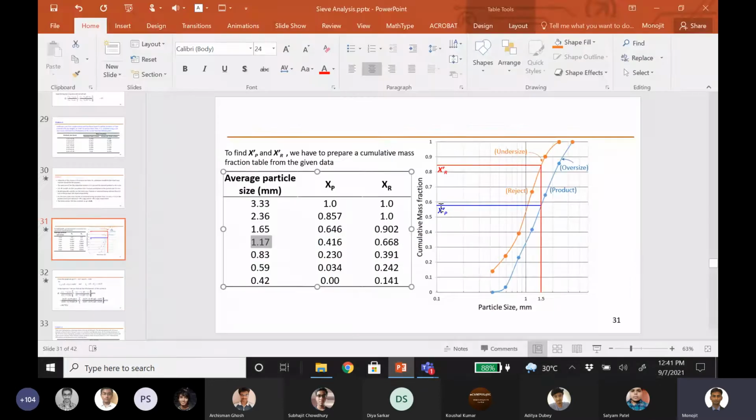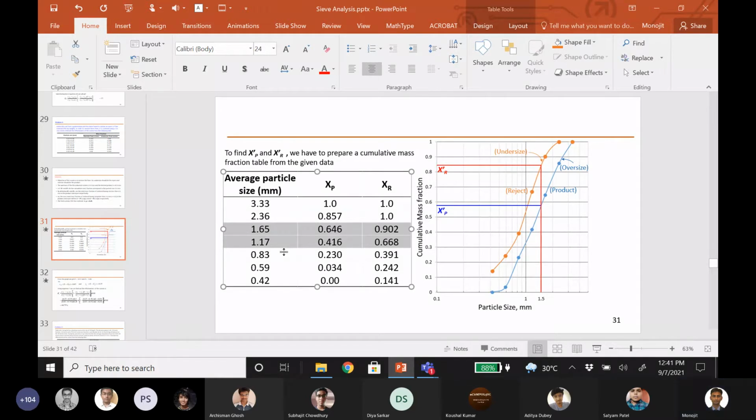Now instead, if I don't want to construct this graph, because 1.5 is somewhere in between, in between 1.65 and 1.17, 1.5 will lie in between this. So if I do a linear regression, just interpolate between these two values using a linear regression and tell me the value of XP and XR for 1.5 millimeter.